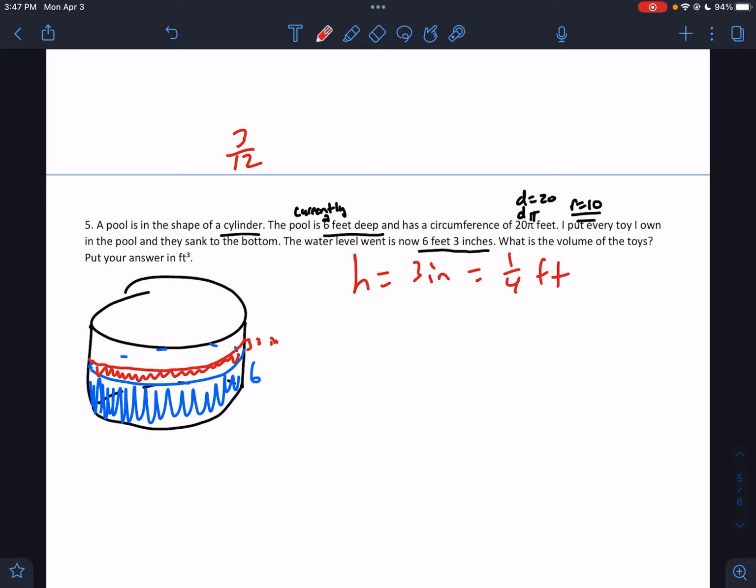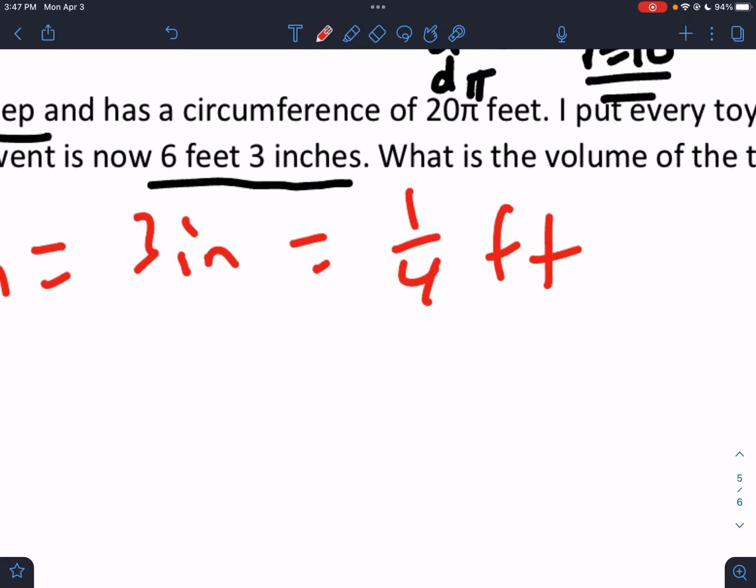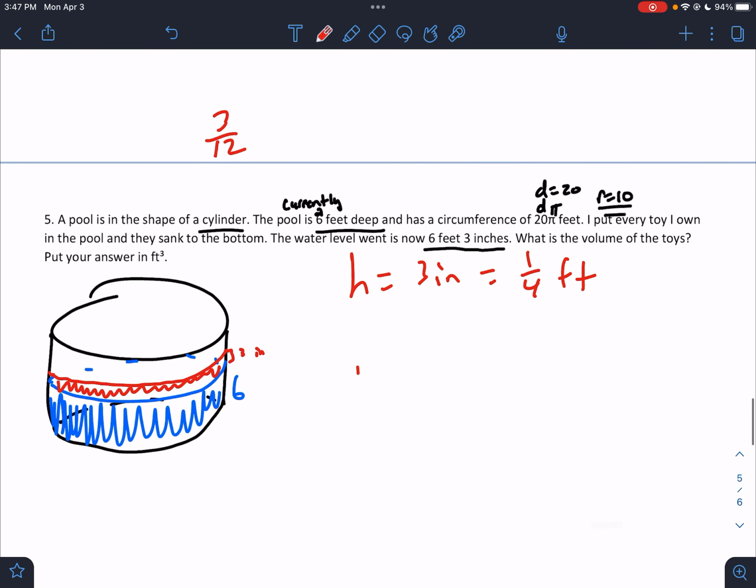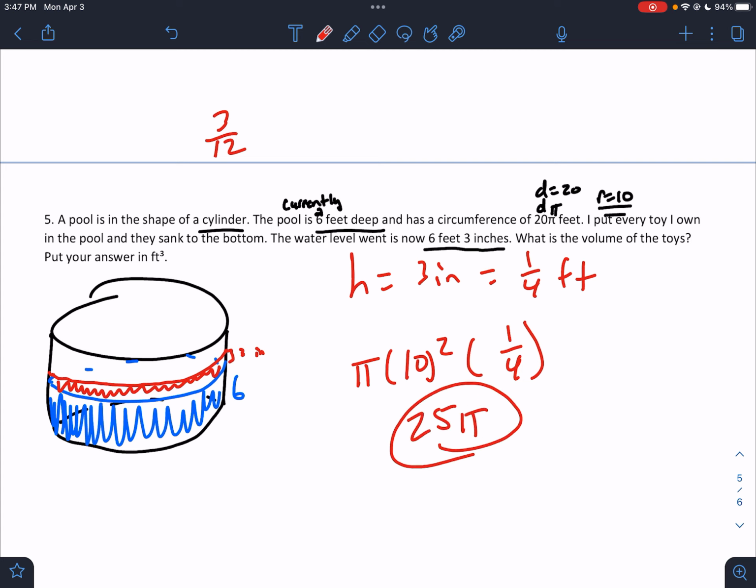Everything here is in feet except for that 3 inches, so I converted that to feet. So what we have is pi times the radius squared times the height we care about. That's how much height the toys caused the water to rise. And so that's going to be 25 pi, and that is in feet cubed, which is what they told us to do.